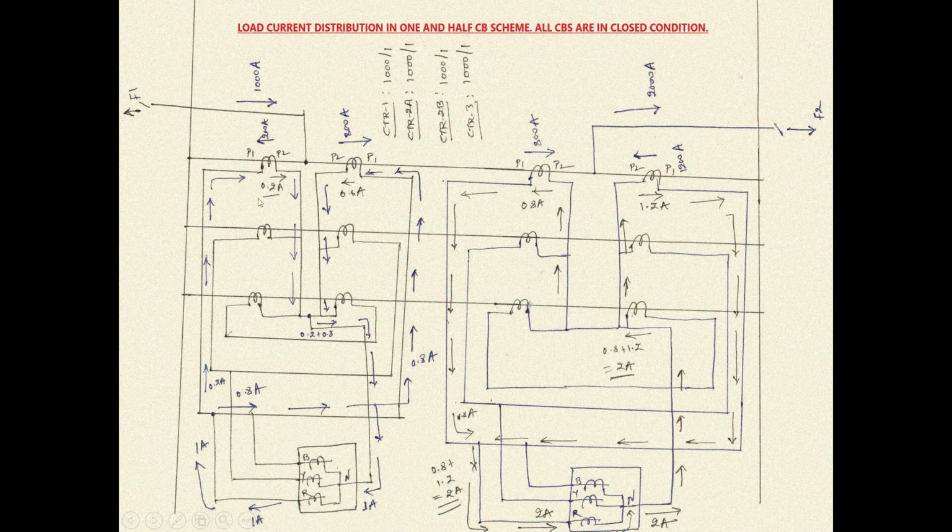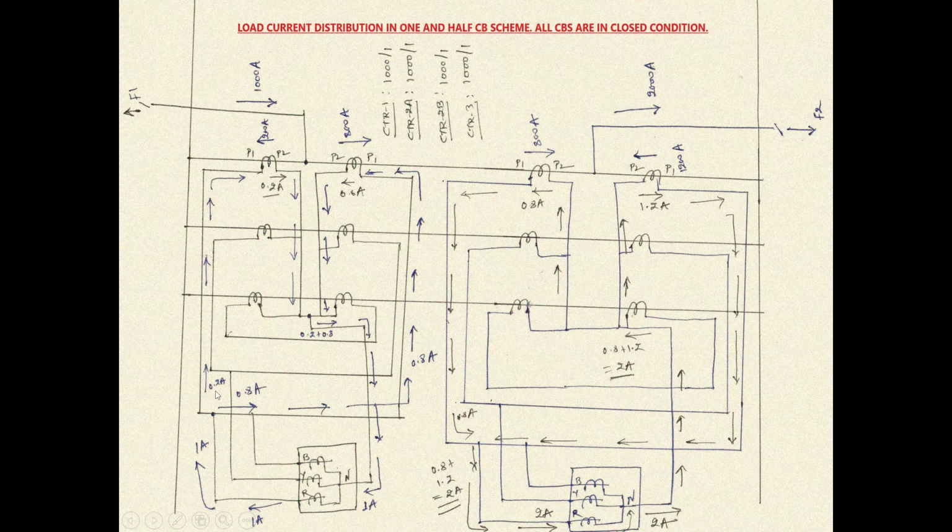So if you consider this particular CT1, here current is leaving the P1 terminal in the primary side. That means current must enter through the S1 terminal on the secondary side. So that's why it is shown here that current is leaving through the P1 terminal on the primary side, so the corresponding current will enter through the S1 terminal. If it is P1, P2 on the primary, then on the secondary side it will be S1, S2, and current will enter through S1. And how much current will enter? That means the current divided by the 1000 CT ratio.